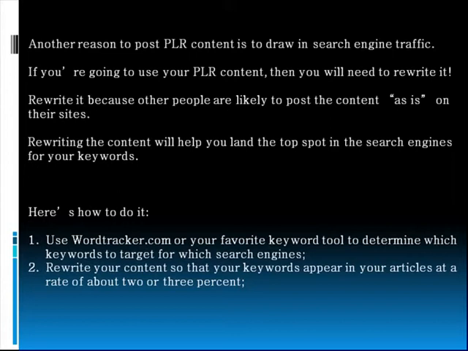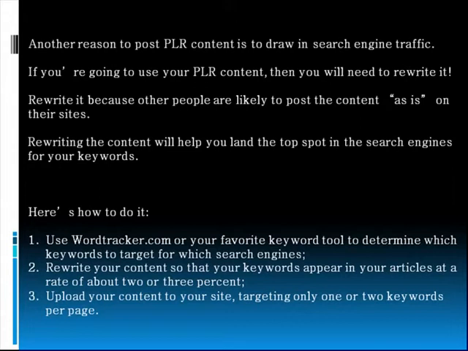Next, rewrite your content so that your keywords appear in your articles at a rate of about 2 or 3%. So your keywords are going to appear 2 or 3 times for every 100 words, for example. Don't step over this limit, or you may find that the search engines think you're keyword stuffing and spamming, and your human readers are likely to find your articles not as smooth and flowing as they could be. Next, you're going to upload your content to your site, targeting only 1 or 2 keywords per page. Make sure your keywords appear in the meta tags and page titles, as well as your article title and navigation links. If you get links from outside sites, ensure that the anchor text of those links includes your keywords too.